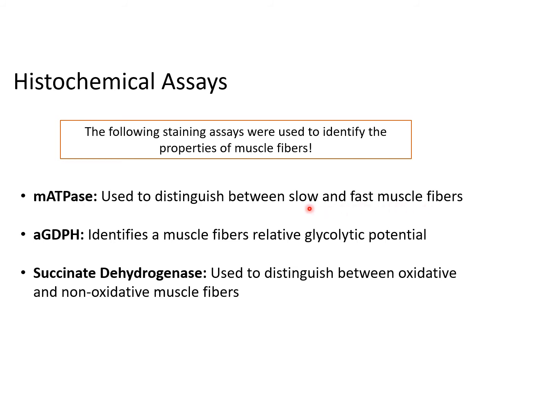When you perform that staining procedure and at the end look at the results, and you see that this muscle has less of the myosin ATPase, that would tell you that this muscle fiber is a slow muscle fiber.